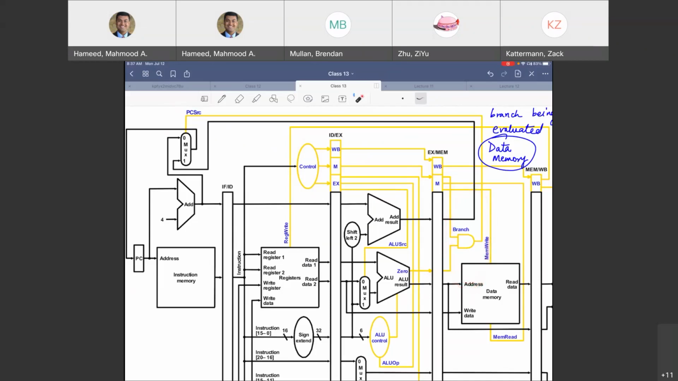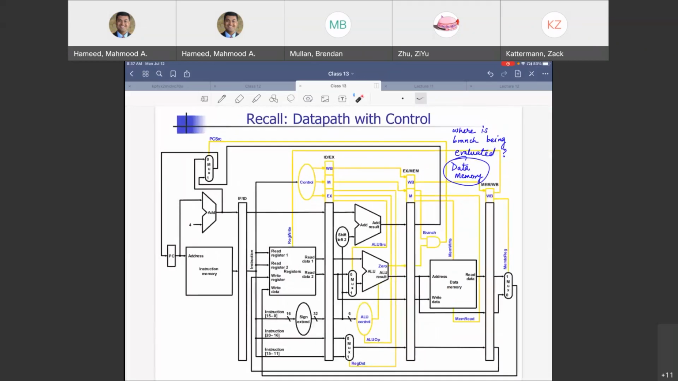Now, what is this? Let me number this 1. This is say 2. This is say 3. This is say 4. This is say 5. I'm numbering those 5 stages. I am evaluating branch in 4, right?